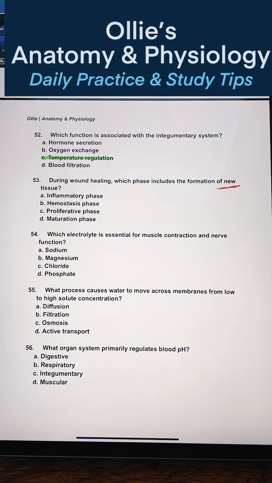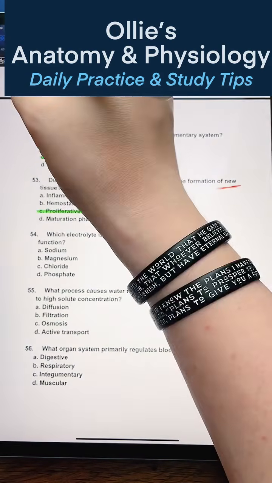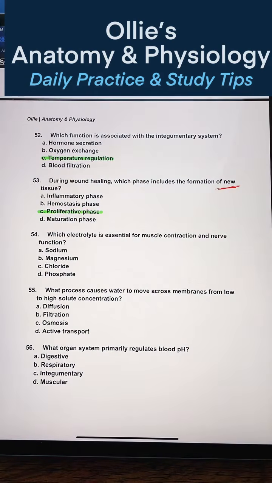But number 53, the answer is going to be C. It's going to be the proliferative phase. So again, the formation of new tissue. The proliferative phase is where fibroblasts build new tissue, collagen. The inflammatory response is the cleanup immune response. Hemostasis is clotting. Maturation is the final stage there, if that makes sense.